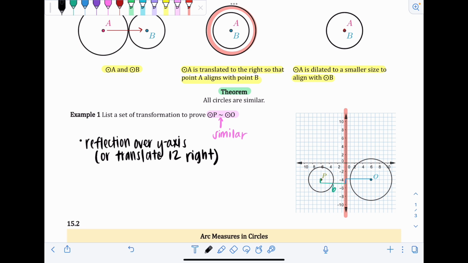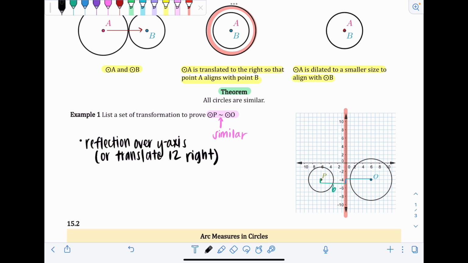So one is not more correct than the other. It's just helpful to know both in case you're ever presented with a multiple choice problem and they only give you one option. So you're able to recognize that both do accomplish making circle P have the same center as circle O.